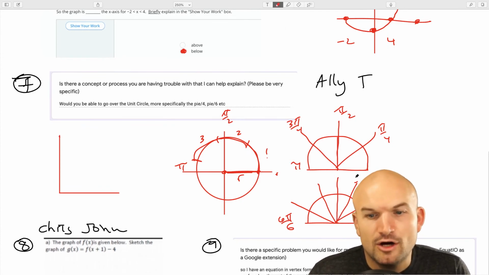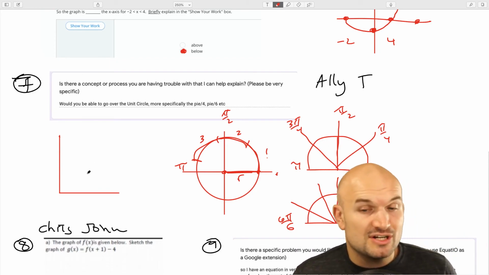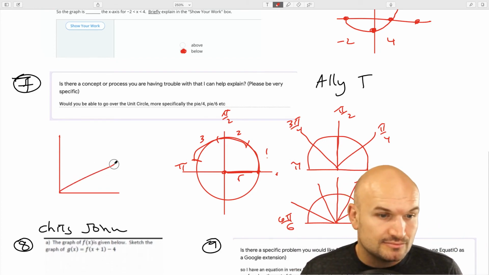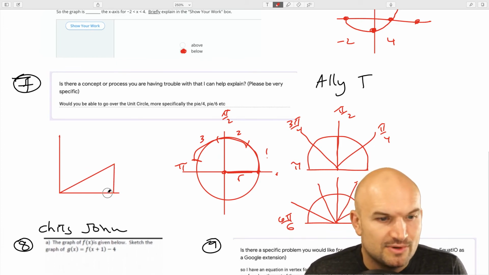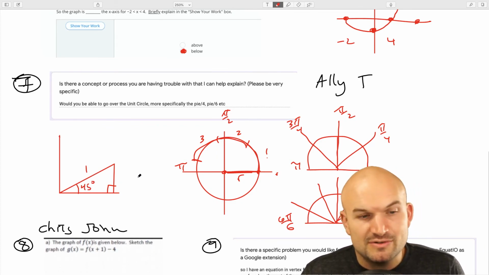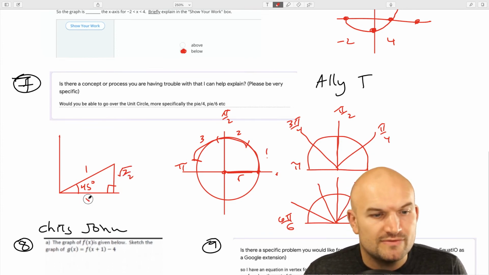Hopefully that helps you out as far as understanding where those are. Now, as far as understanding the values from that, just remember, these are going to be your special right triangles, right? That's what makes up these angles. If that's 45 degrees, it just has a hypotenuse of 1. So that'd be square root of 2 over 2, and that's square root of 2 over 2.